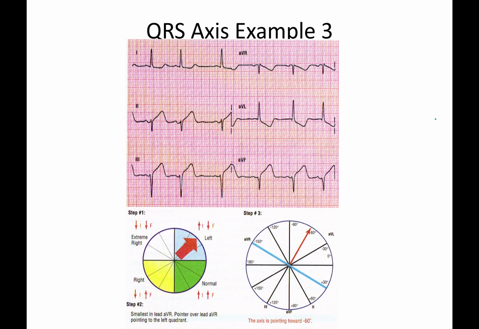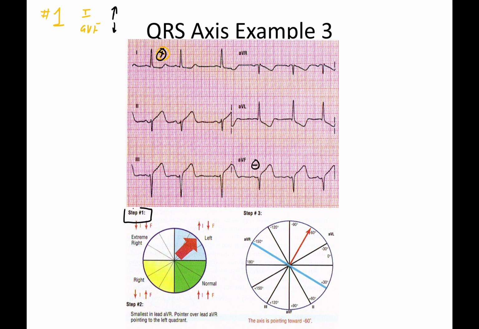Third example. Let's go orange. We haven't used orange yet. So step 1. Lead 1, AVF. Lead 1 is definitely positive. We're just going to go, how about this? Let's just do a plain black. Lead 1 is positive for sure. And let's see what AVF has. AVF is definitely negative, so we will do negative here.